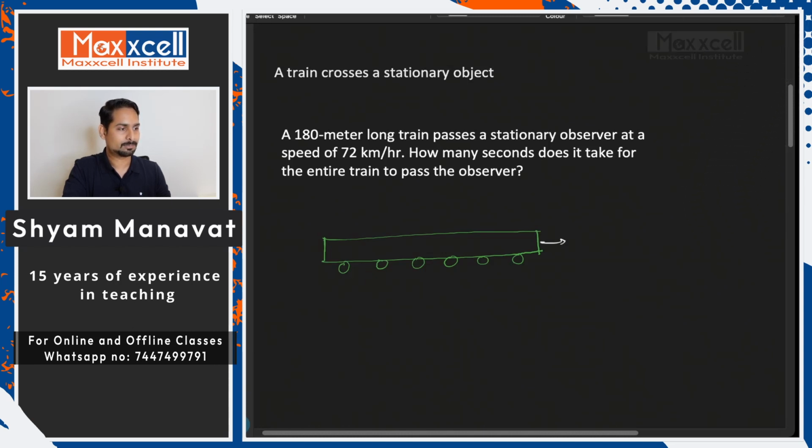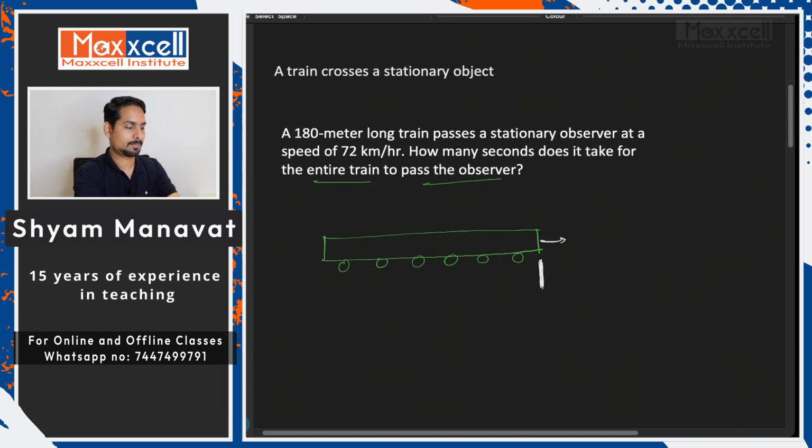Let's say here is the observer. If the entire train has to pass the observer, that means the train has to pass the length of itself, right? So we will say that the distance here will be equal to the length of the train, which is equal to 180 meters here, right?